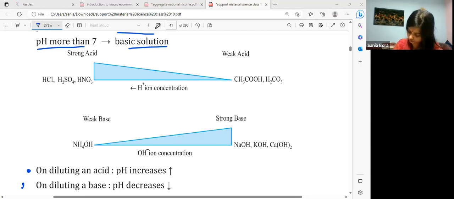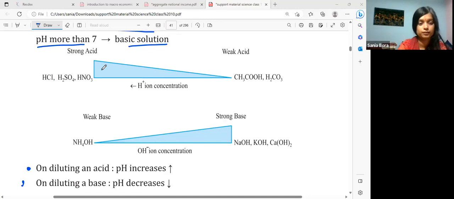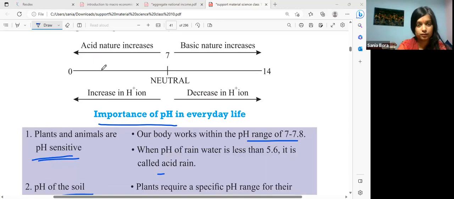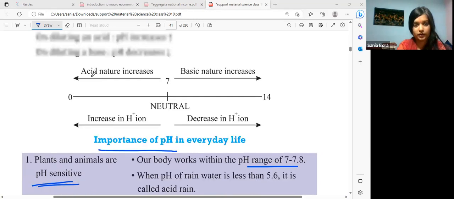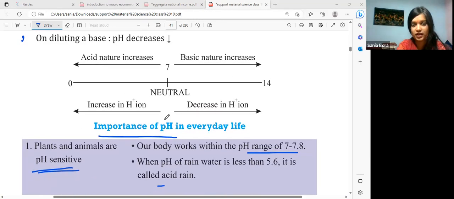Ma'am, can you scroll down? Okay, you can write this as a diagram, and then you can start with importance. So that means if acid increases, that means an increase in H plus ions, and if base increases, that is a decrease in H plus ions. Okay. Okay, ma'am.